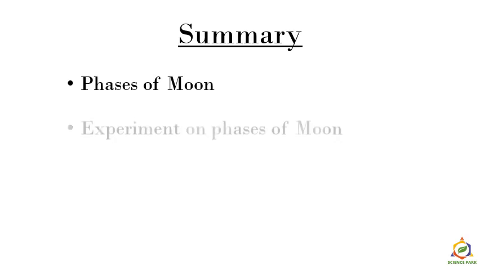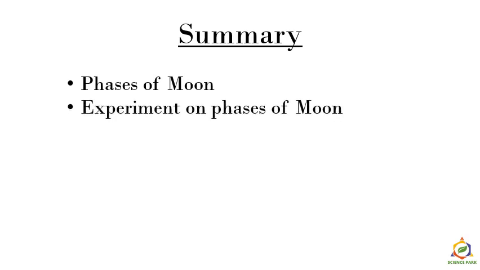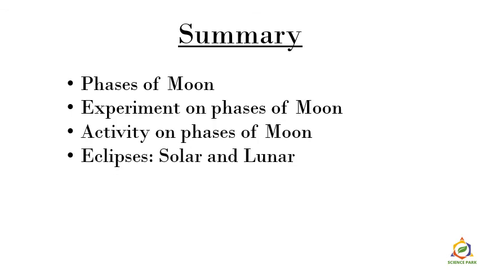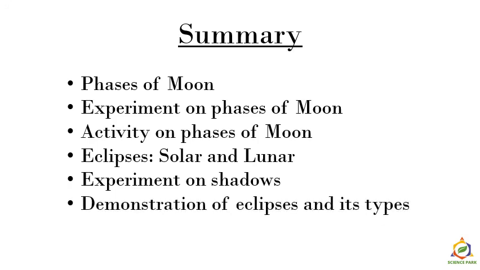Alright, so let's summarize this video. So firstly, we have seen the different phases of moon. Then also we have seen an experiment on phases of moon with the help of a table lamp and a thermocol ball. Then we have seen a very interesting activity on phases of moon using a marker and a plastic cup. Then we have seen how eclipses occur and the types of eclipses, that is solar and lunar. And we have seen an experiment on shadows. And finally, we have seen the demonstration of eclipses with the help of balls and its types.